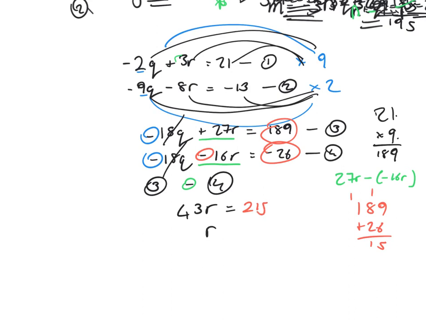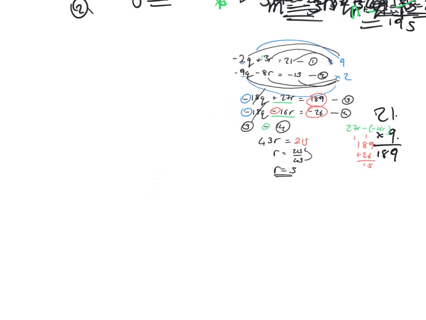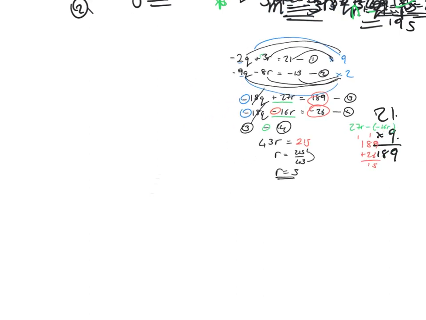Okay, let's keep going. r equals 215 divided by 43. Okay, so 43 into 215, that will go 5 times, r equals 5. I'm going to take that r equals 5 and sub it back into one of the equations. So again, I'm going to stick to an equation with slightly smaller numbers. So I'm going to go for equation 1, so I'm going to sub r equals 5 into equation 1.